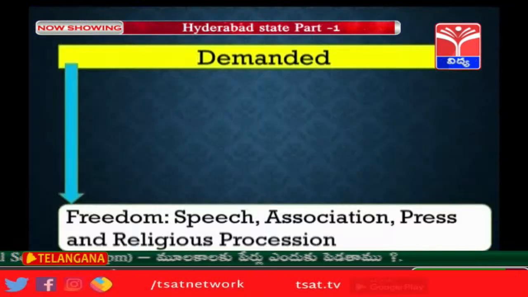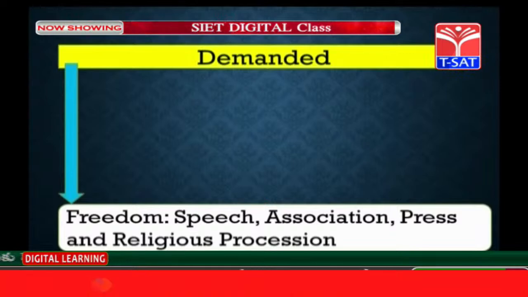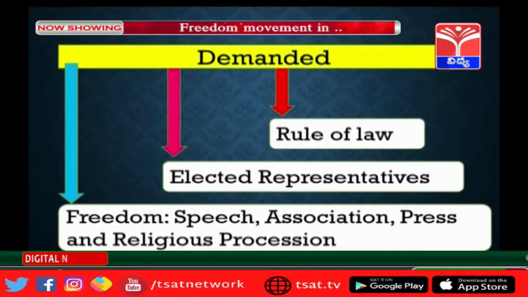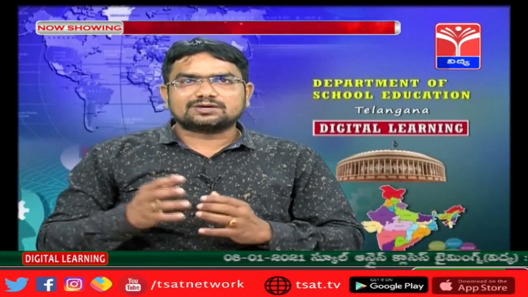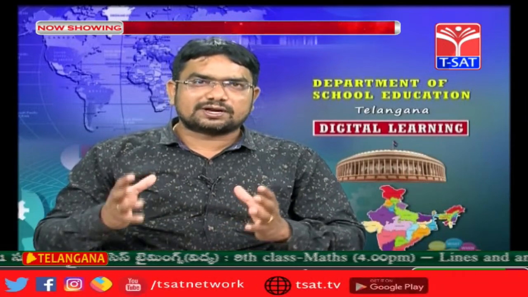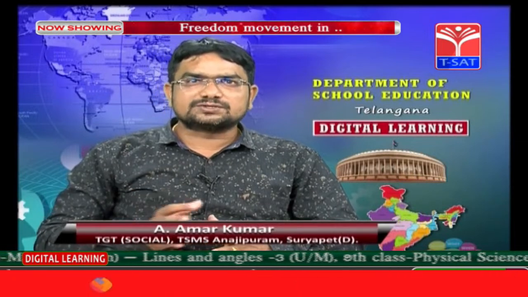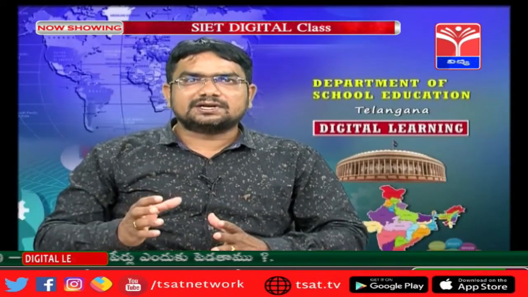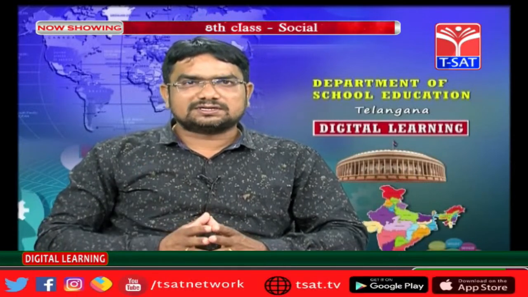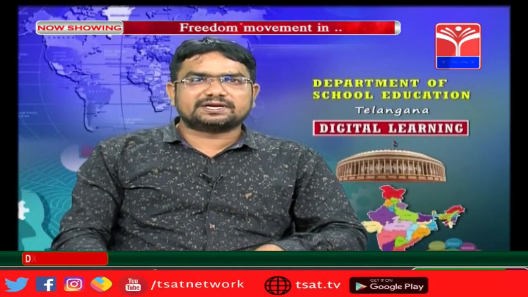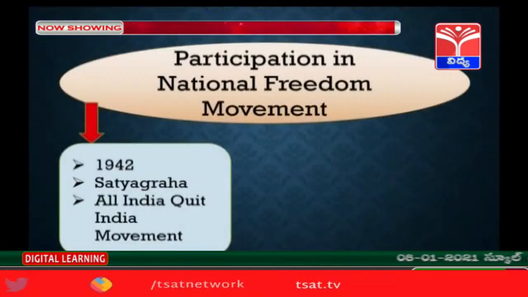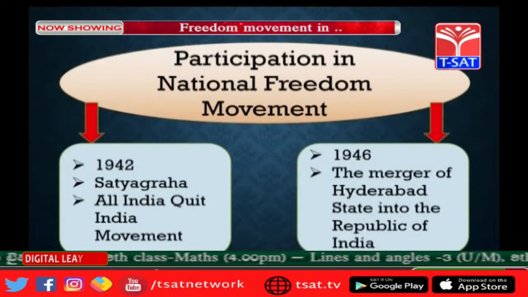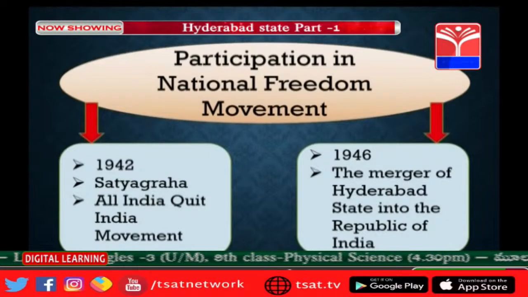They demanded freedom of speech, association, press and religious procession, elected representatives, rule of law. Elected representatives means that by voting a ruler can be elected, like our MLAs or MPs. And rule of law is nothing but rule is rule, rule for all, whether president, prime minister or chief minister, or a common layman in a state, all had to follow the same law. That is called rule of law. Participation in the national freedom movement was done in 1942 with Satyagrahas. The All India Quit India movement was there, and these freedom fighters participated. In 1948, the merger of Hyderabad state into the Republic of India was done.